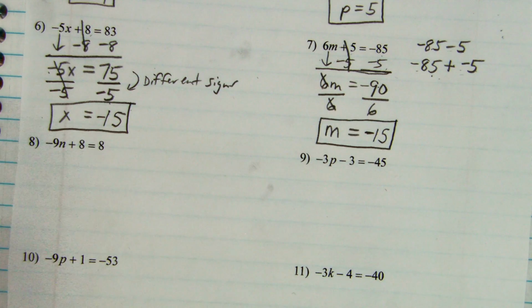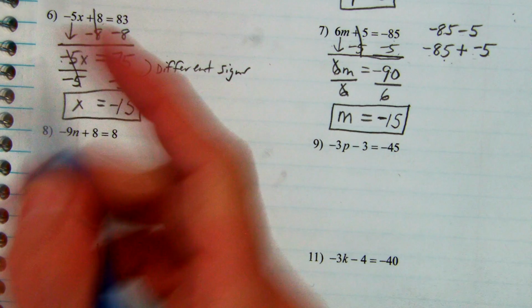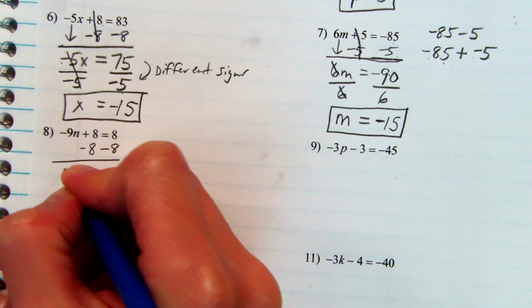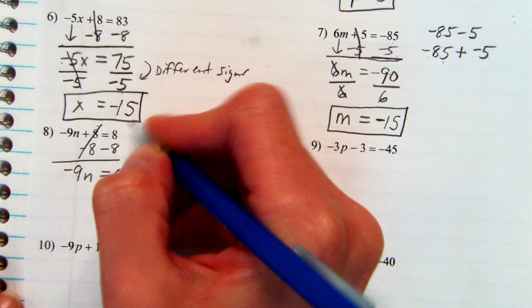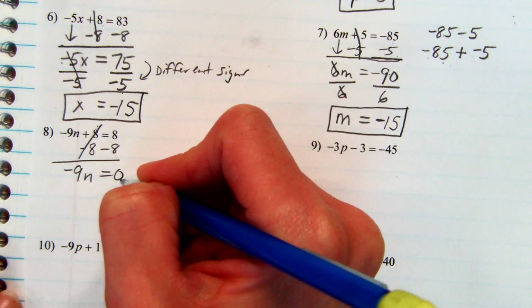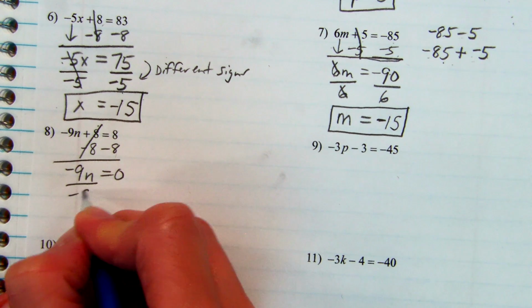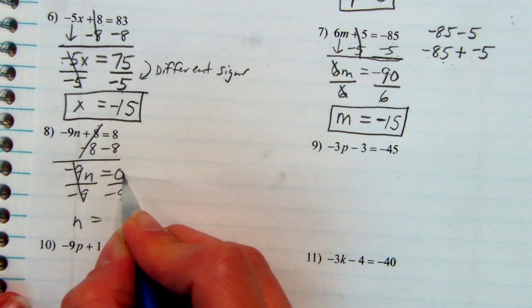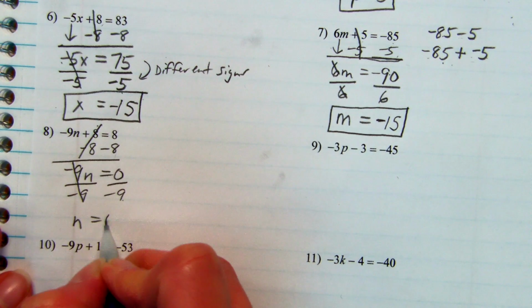Okay, so number 8 is a little bit special. Does anybody see ahead of time what's going to happen? Go ahead, Tommy. The answer, once we subtract the 8, is going to be 0. Yeah, when I take the 8 off both sides, I'm going to have negative 9n equals 0. So this canceled out, and then this side ended up canceling too. Now we can go ahead and do our process. We're going to divide by negative 9, divide by negative 9. And so it's just 0 divided by negative 9. 0 divided by anything is just 0.